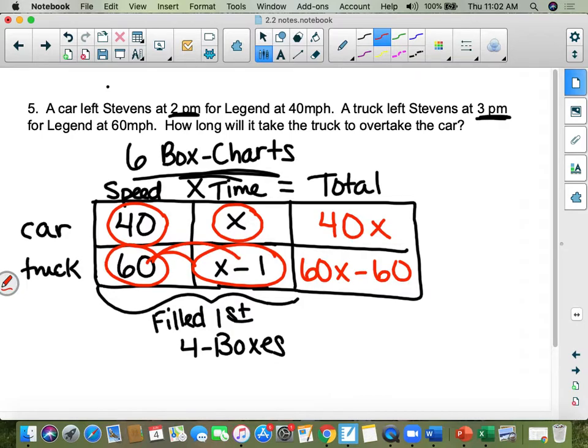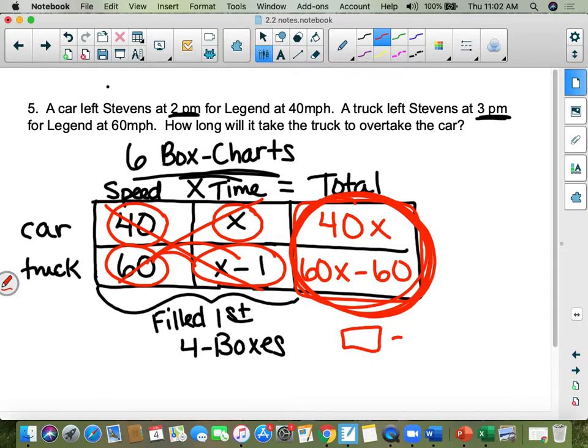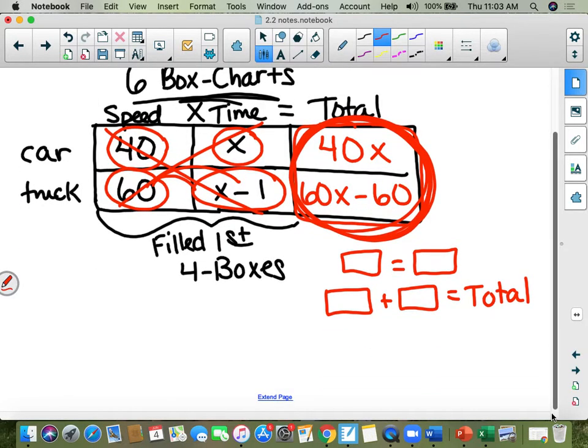Okay, now when you do a 6 box chart, there's only 2 ways to set the equation up. You only use these boxes. You are done using these. You only worry about these, and this is what you do. You either set those last 2 boxes equal to each other, or you add those 2 boxes up at the end and set them equal to a total that they give you. Notice that they give you no total in this problem. Since they give you no total, I'm going to do this one.